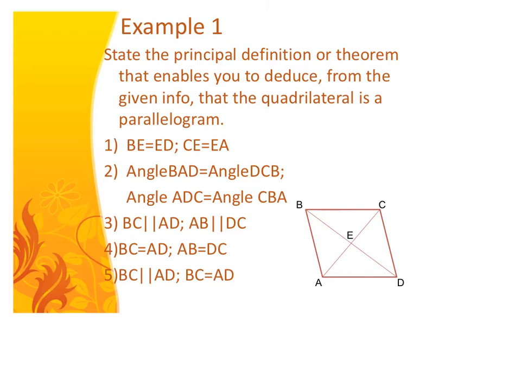Restate it. Don't tell me the number. If BE equals ED and CE equals EA. If the diagonals of a quadrilateral bisect each other, then it's a parallelogram. Perfect. And that's what you would say.